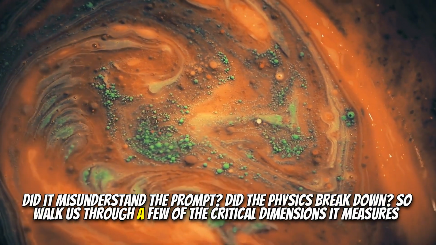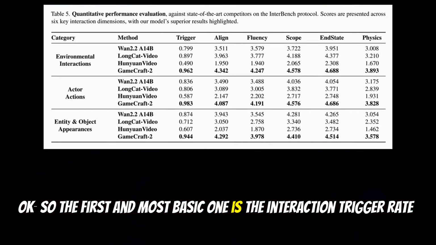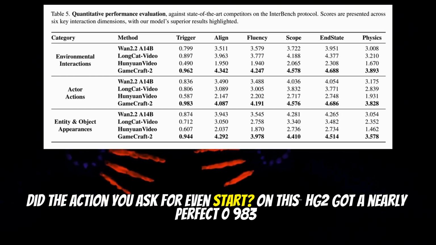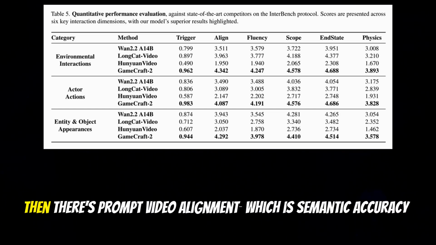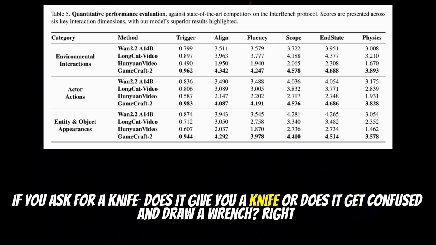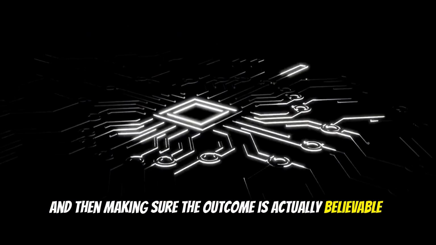So walk us through a few of the critical dimensions it measures. Okay, so the first and most basic one is the interaction trigger rate. Did the action you asked for even start? On this, HY2 got a nearly perfect 0.983. Then there's prompt video alignment, which is semantic accuracy. If you ask for a knife, does it give you a knife or does it get confused and draw a wrench?